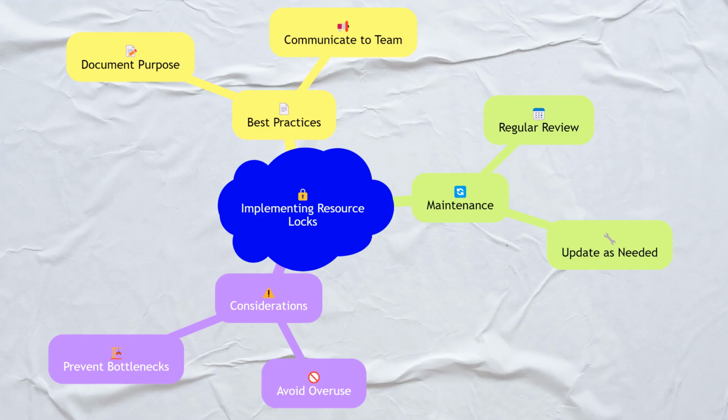When implementing resource locks, it's essential to follow best practices. Always document the purpose of each lock and communicate this to your team. Regularly review and update locks to ensure they align with current operational needs. Avoid overusing locks, as this can lead to administrative overhead and potential bottlenecks in your workflow.